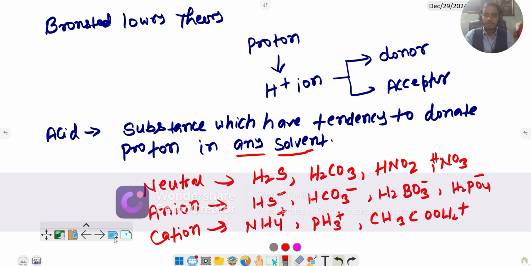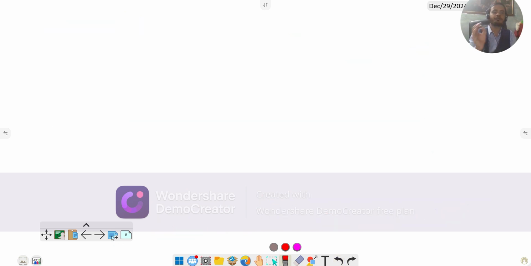Now we are going to see something very important, that is, we are going to find out the conjugate acid-conjugate base pair. This is very important, because in some questions they ask you to find the conjugate acid-base pair. So how are we going to calculate it? Let us suppose you have the acid H2S, and now we are going to mix it with the solvent, that is water.